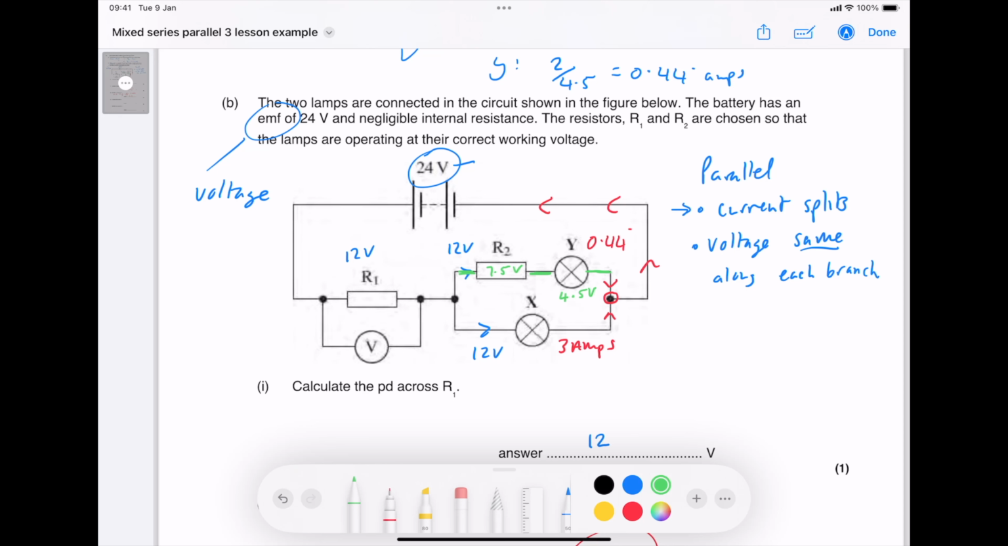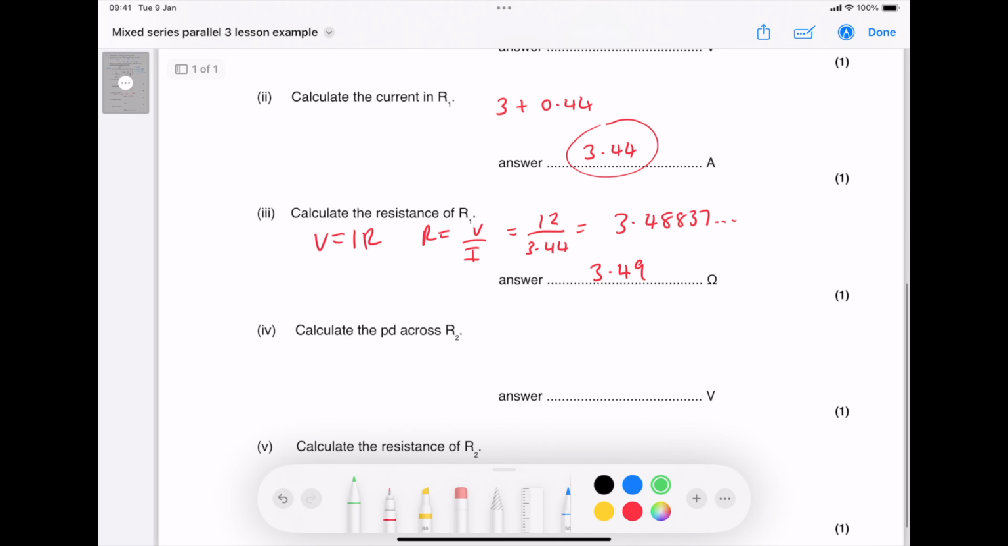to R2. Remember, when you have a strip of wire and there's multiple devices along that wire, the voltage is shared amongst those devices. That's the series part of the understanding, if you like. Anything on the same strip, the voltage is shared. So therefore, the voltage across R2 is 7.5 volts.